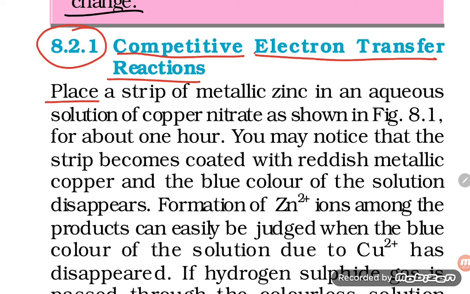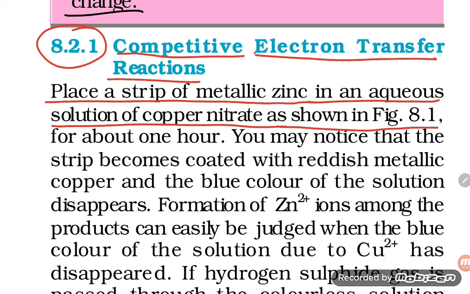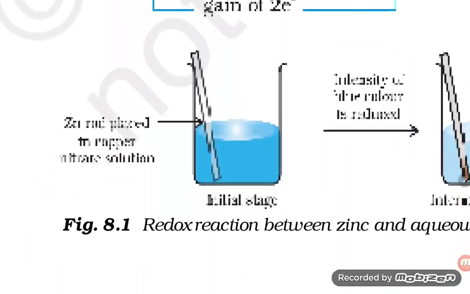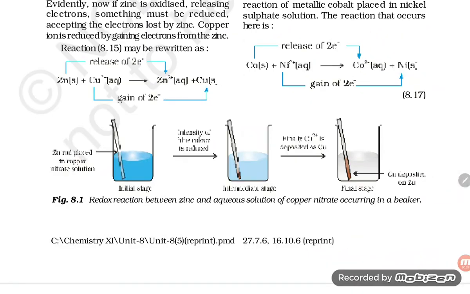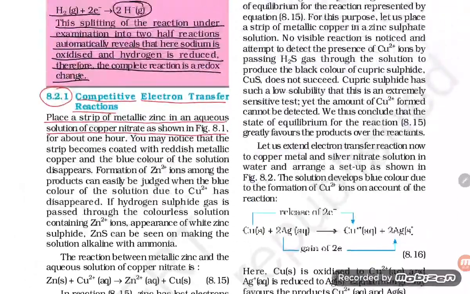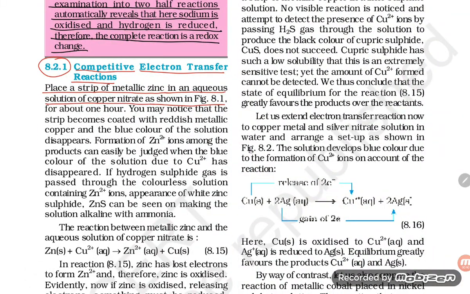Place a strip of metallic zinc in an aqueous solution of copper nitrate as shown in the figure 8.1. Here, student, a zinc rod is placed in the copper nitrate solution. Now let us have a look at what they are saying.